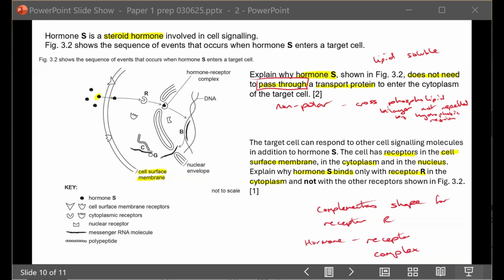So it's important when we're looking at this that we really do check our knowledge. What are they asking us? Well, what's a receptor? A receptor with a very specific shape for the hormone that it is going to bind with.